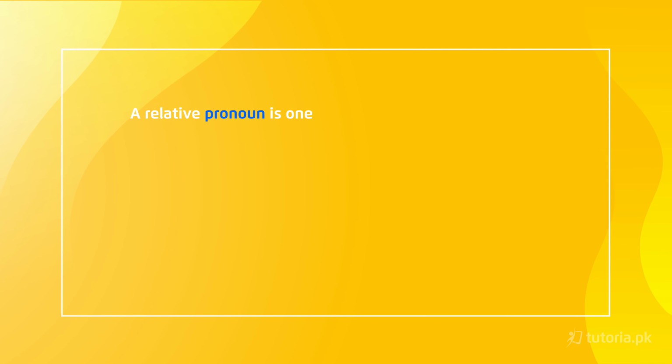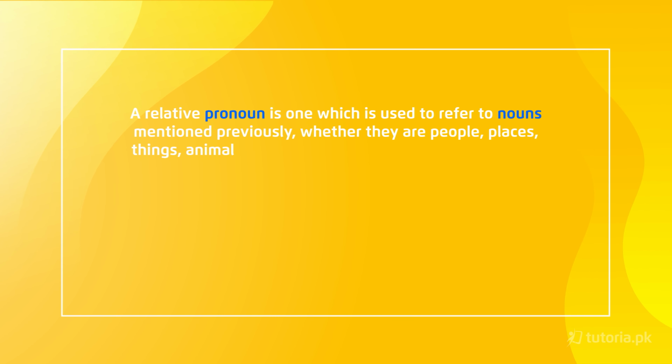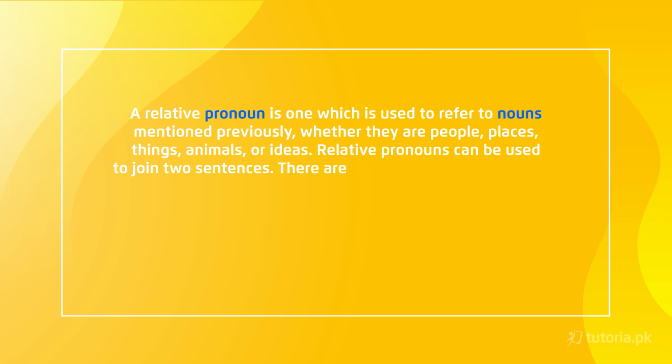We have already discussed some major kinds of relative pronouns. Let's define what basically a relative pronoun is. A relative pronoun is one which is used to refer to nouns mentioned previously in a sentence, whether they are people, places, things, animals, or even ideas. Relative pronouns can also be used to join two sentences.